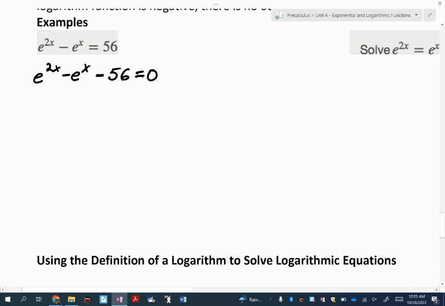If you want to think of this as like x squared minus x minus 56, but in essence, it's not, right? It's e to the power of x that's going to go here, but we need factors of negative 56 that add to negative 1. That's going to be negative 8 and positive 7. And you might be wondering, well, how did you know how to do that?